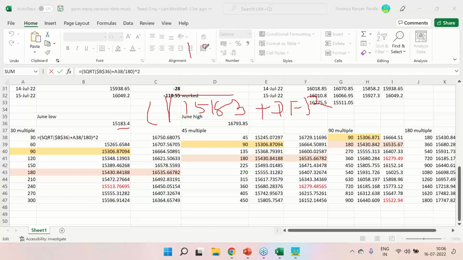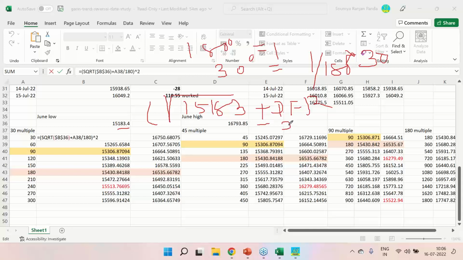Gann has taken 180 degrees equal to factor 1. So if I say 30 degrees, what will happen? 30 degrees equals 30 divided by 180. I said there is a lot of mathematics in Gann, so without calculations Gann is difficult to do. First the square root of the number is taken, the degree factor is added, and the total is squared. That will give you the resistance.